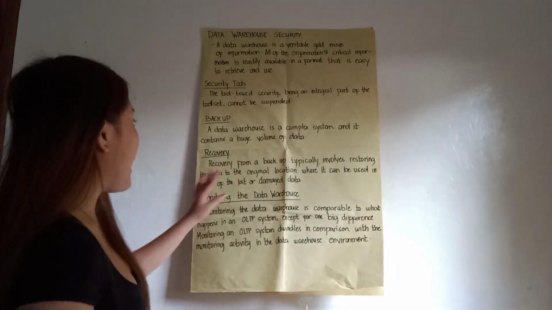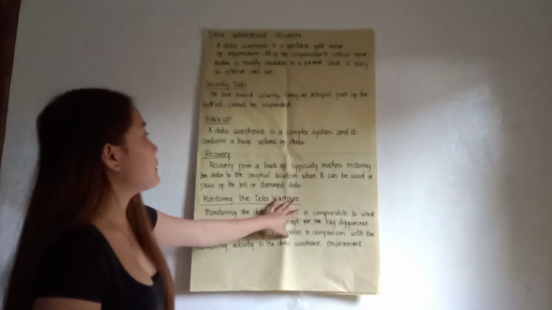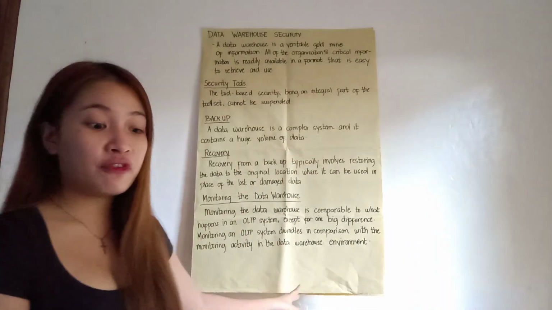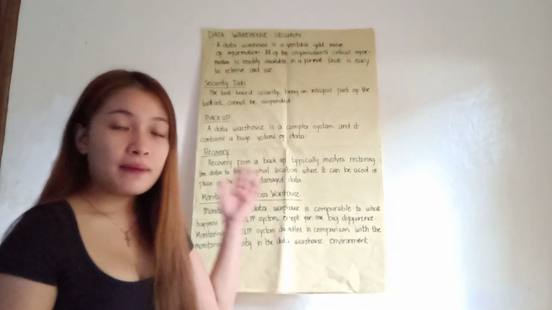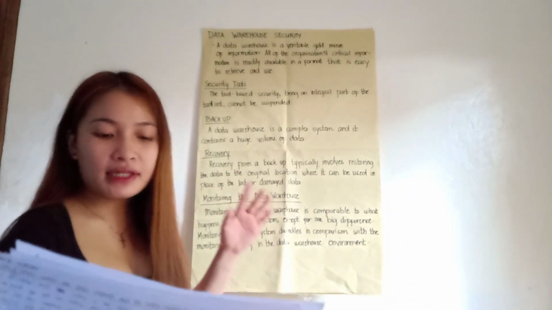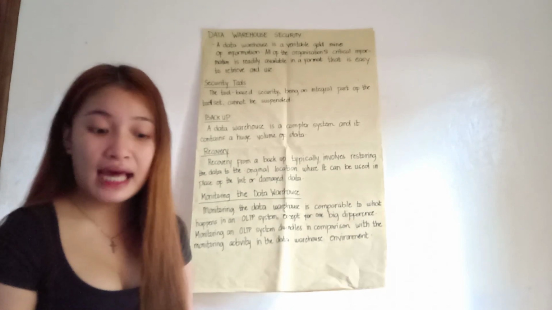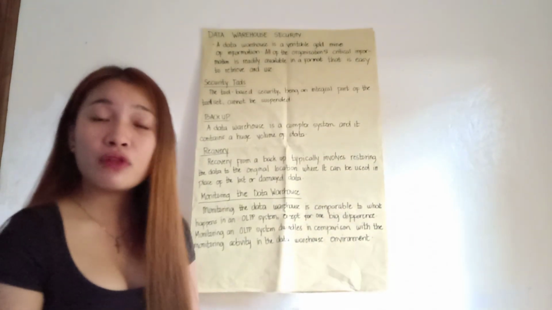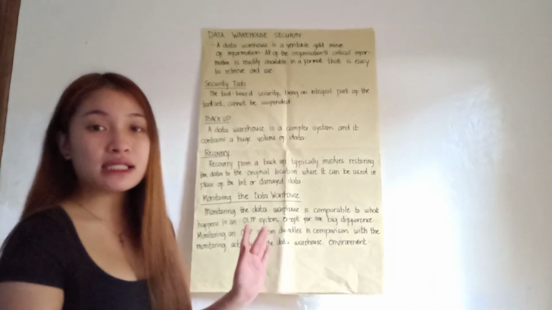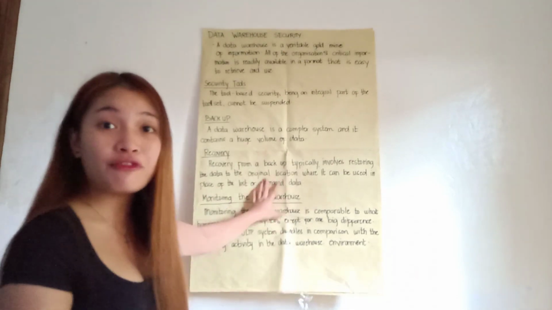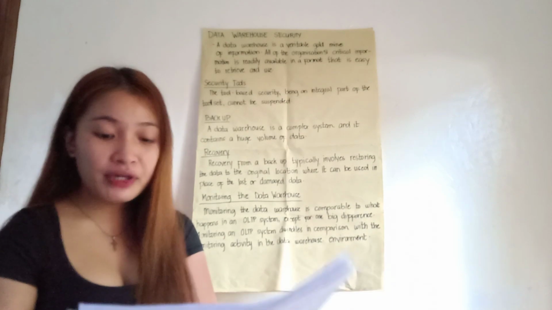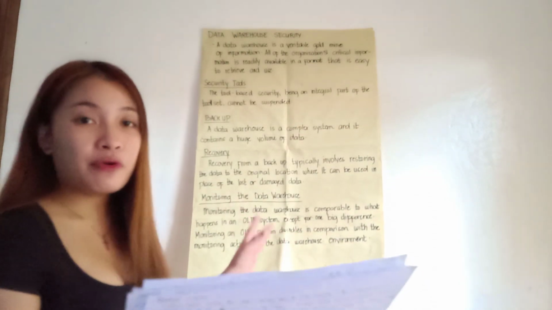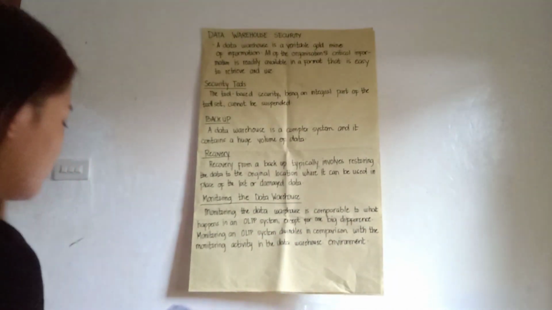So next is backup. A data warehouse is a complex system and it contains a huge volume of data. Therefore, backup is important. It is important to back up all the data so that it becomes available for recovery in future as per requirement. The purpose of backup is to create a copy of data that can be recovered in the event of a primary data failure.